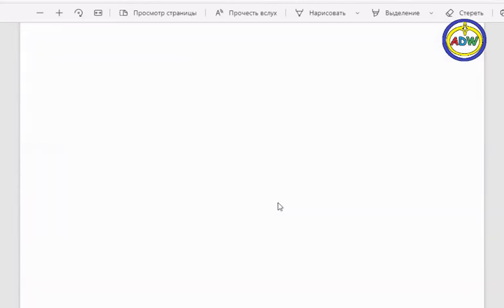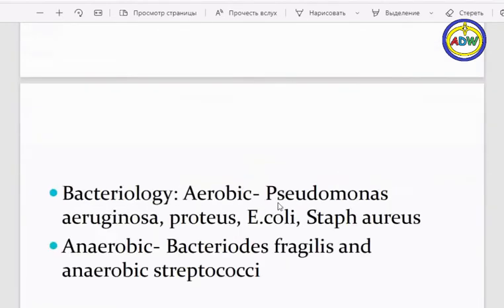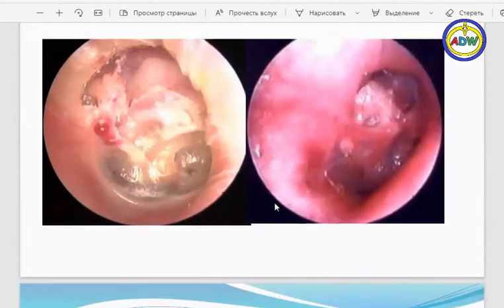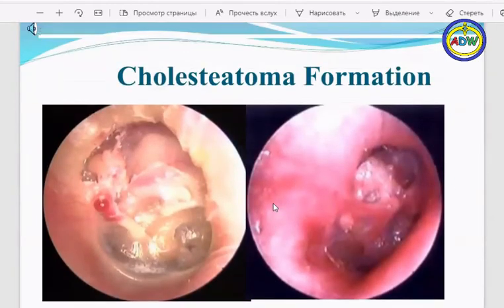Okay, where is the other one? Here. Okay, I was afraid of where my slides were.